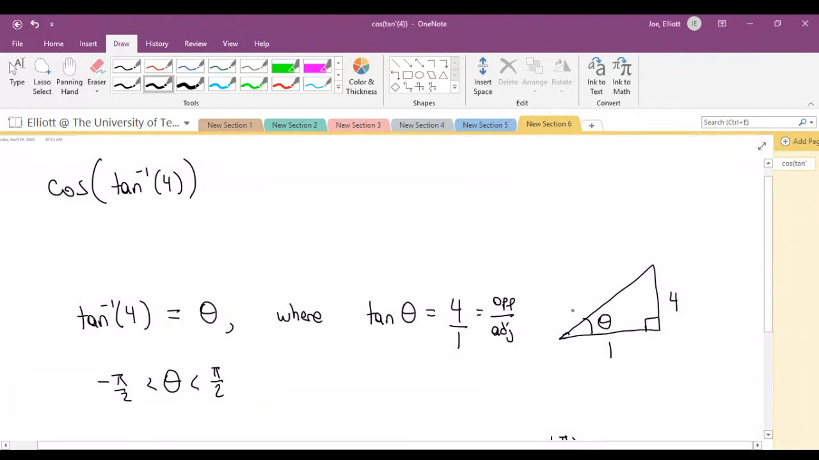From here, we would use the Pythagorean theorem to figure out the hypotenuse. So here the hypotenuse would be the square root of 4 squared plus 1 squared, which should give us the square root of 17 for the hypotenuse, okay?